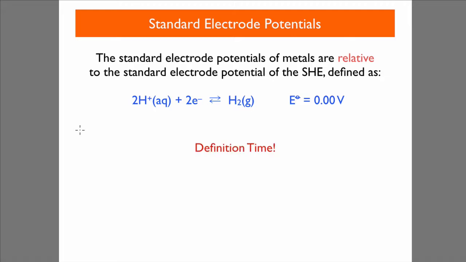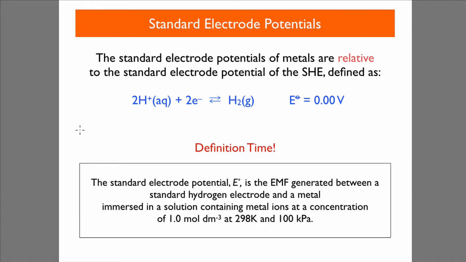So definition time. This is one for a flashcard, methinks. The standard electrode potential, E, is the electromotive force generated between a standard hydrogen electrode and a metal immersed in a solution containing metal ions at a concentration of 1 mole per decimeter cubed at 298 Kelvin and 100 kilopascals.